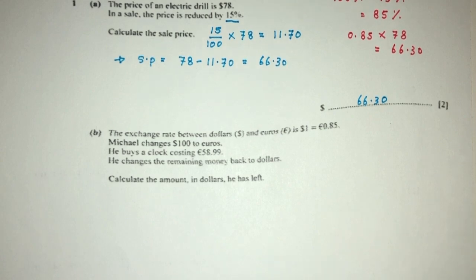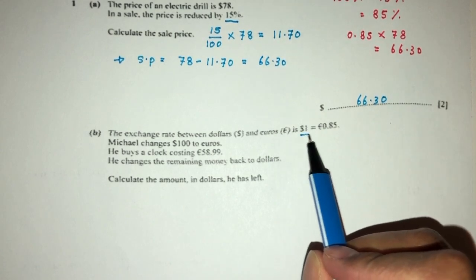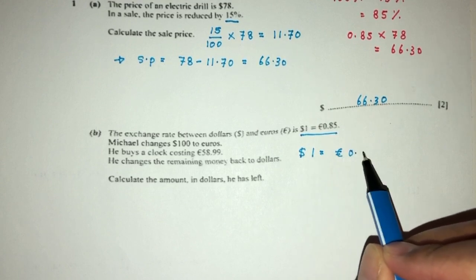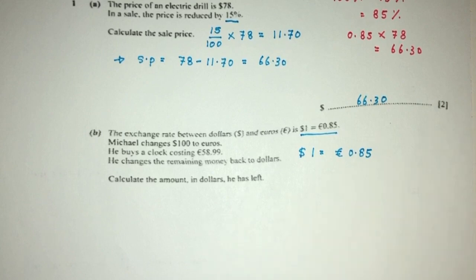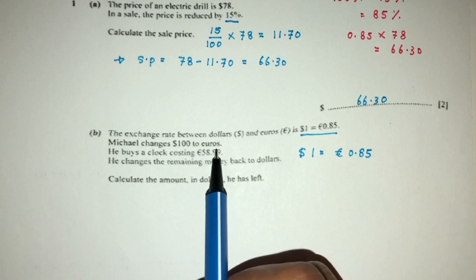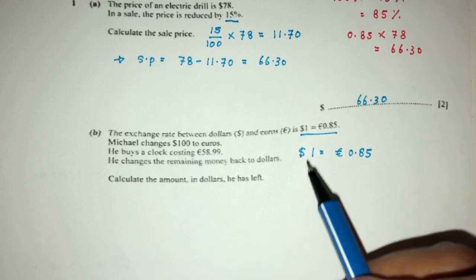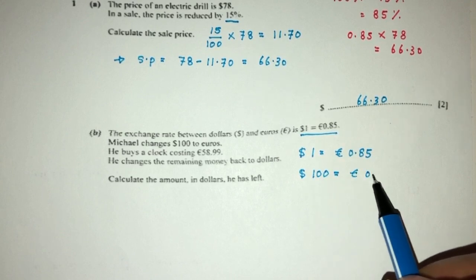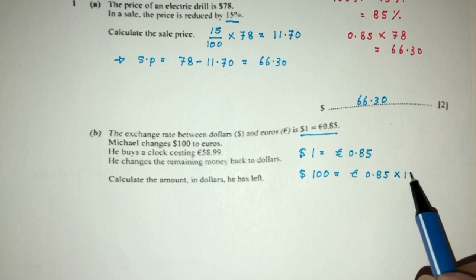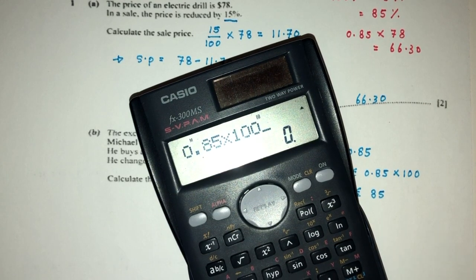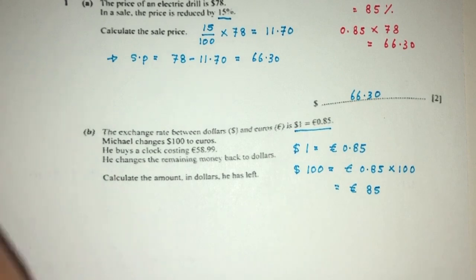Now for part B, the exchange rate between dollars and euros is given to you. We have $1 is equal to 0.85 euros. That's the first thing we're given. Now, Michael changes $100 to euros. How many euros does he receive? That will be 0.85 times 100, right? That makes sense. So you'll have 85 euros. So let's check, why not? Even though that's obvious, check. That is how much you receive.